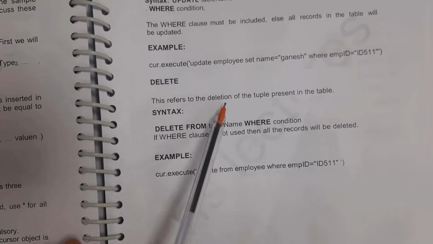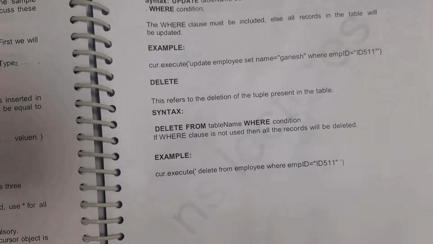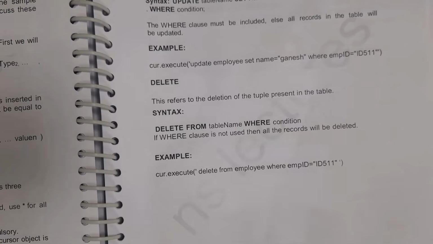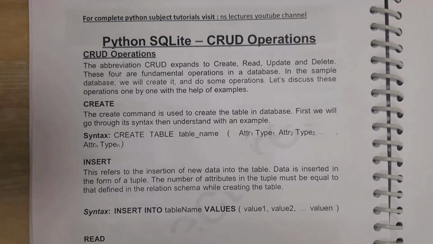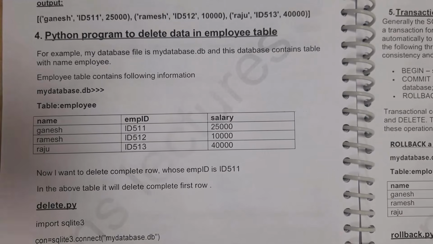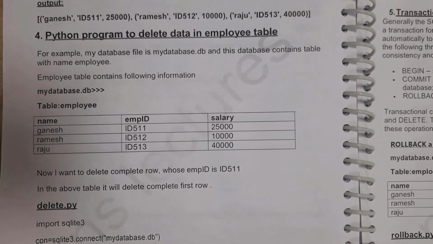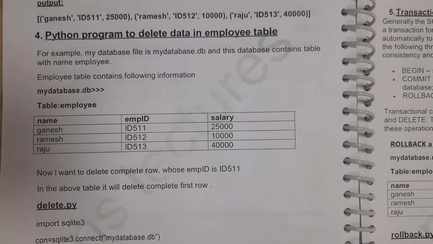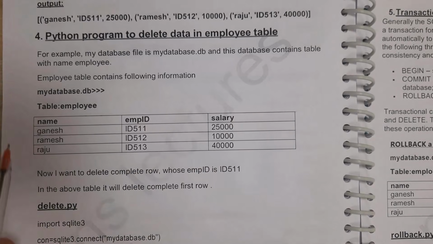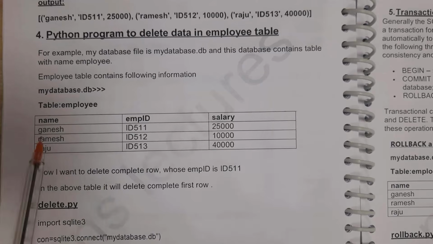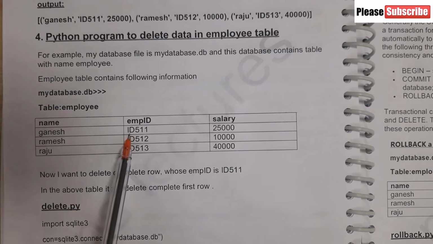Delete refers to deletion of a tuple present in the table. A tuple is nothing but one row represented as a tuple. For example, I want to remove one complete row. This is known as delete. For example, this is my database. My database name is mydatabase.db and this database contains the table employee, and this is the employee table data. Now I want to delete this complete row whose employee ID is 511.